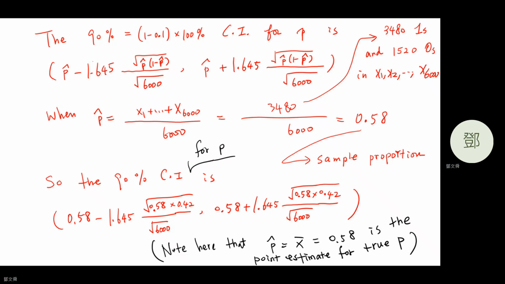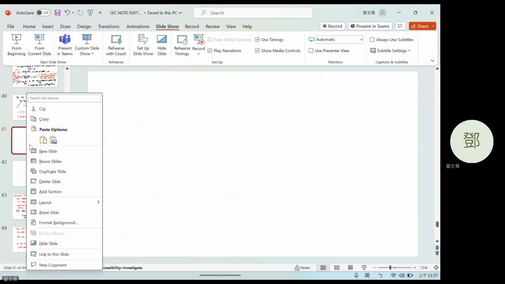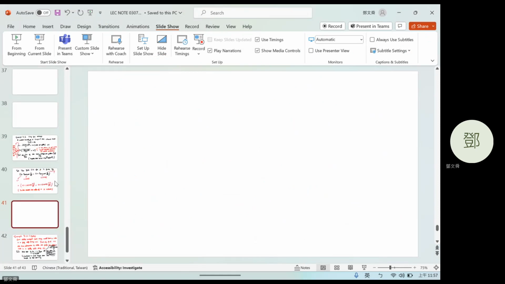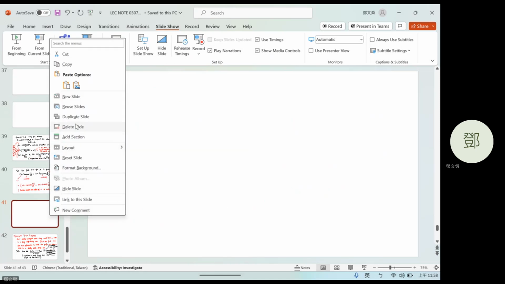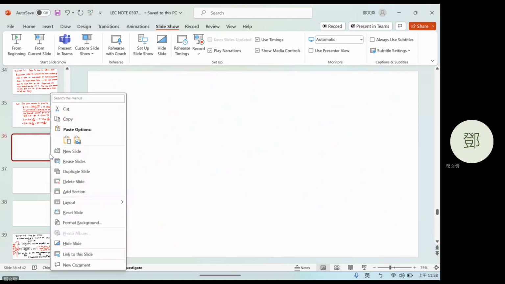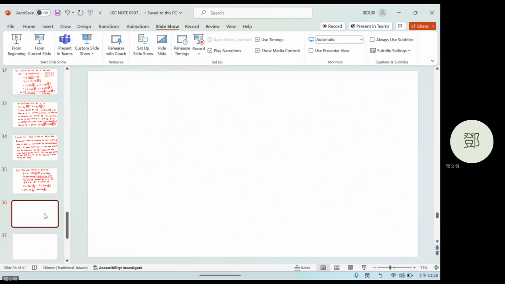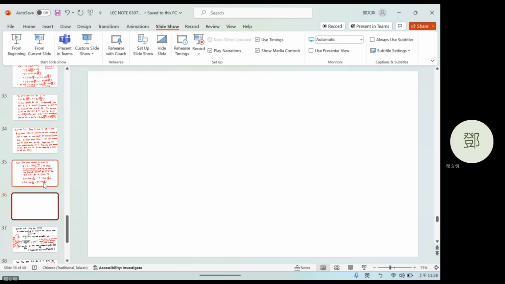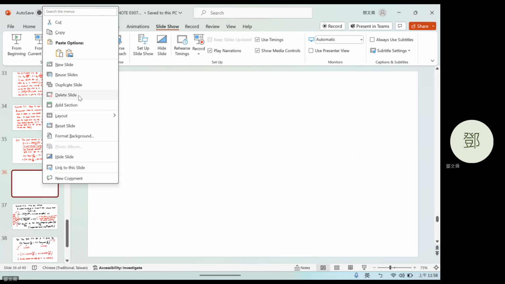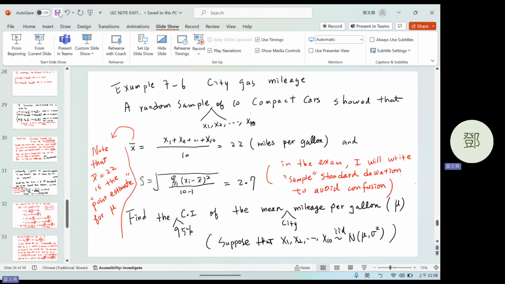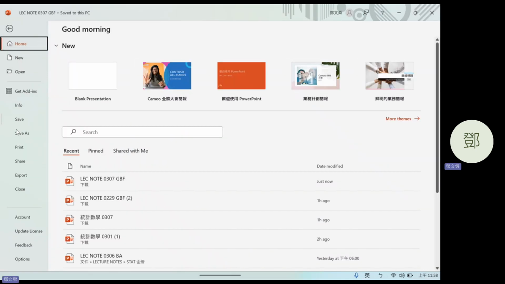Okay. So let me arrange the lecture notes. Okay, safe. That's for today.